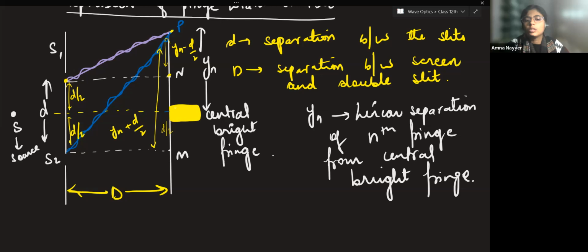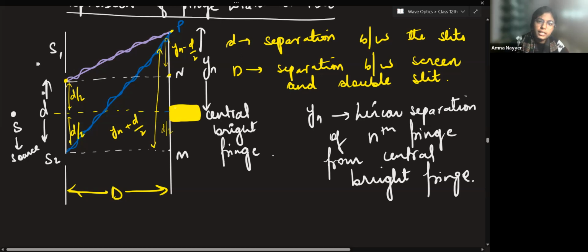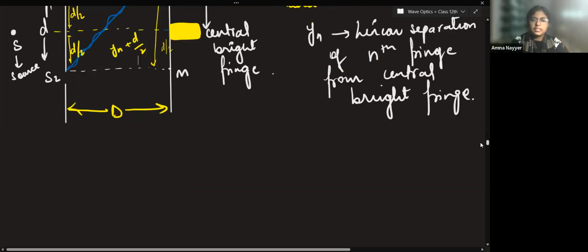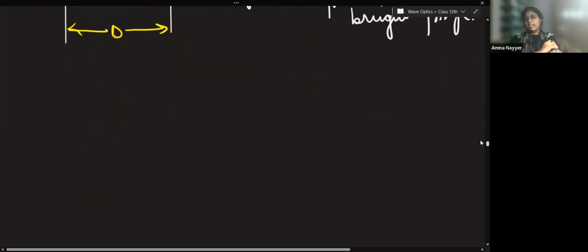To start with, the path difference will be what? As discussed earlier, the path difference will be S2P minus S1P. So what is the value of S2P? What is the value of S1P? We'll calculate it using this triangle S1PN. Understood? Use the triangle S1PN and see the value. Use the S2PM triangle and see the value of S2P and then put it in x. Class, this is a derivation, you have to practice it.